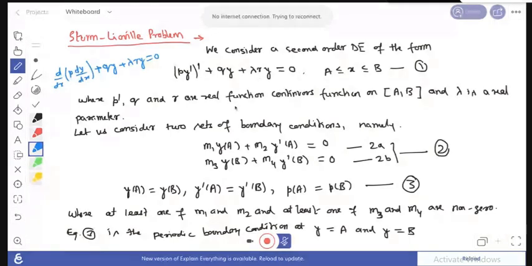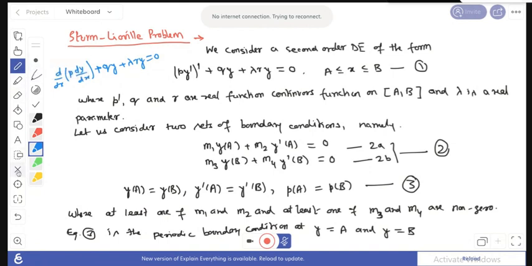And we say that this is a boundary value problem when we take equation 1 with equation 2, or equation 1 with equation 3. Either we take the normal boundary condition, or we take the periodic boundary condition. So there are two types of boundary value problem. A boundary value problem consisting of equation 1 with 2 or equation 1 with 3 is called a Sturm-Liouville boundary value problem.